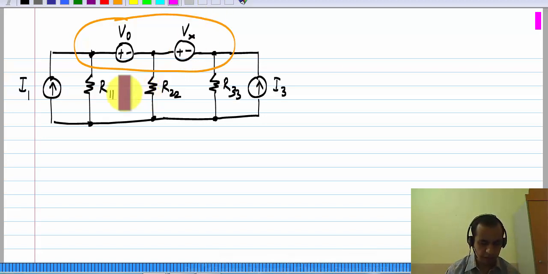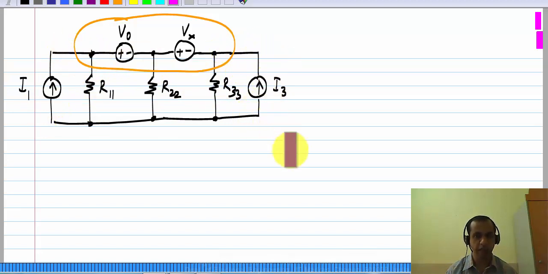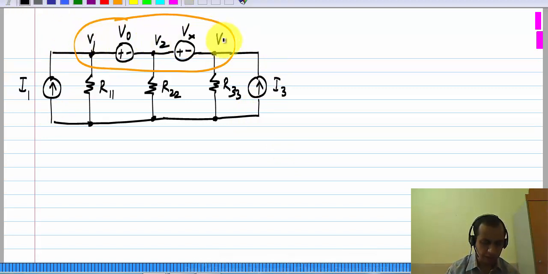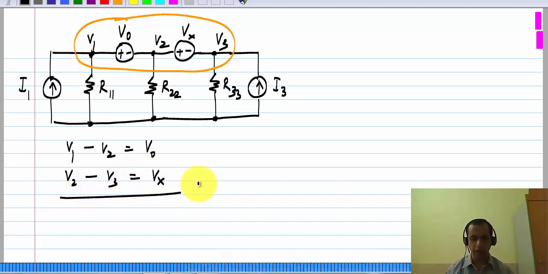So you still write KCL equations for the entire super node. On the left hand side, you will have currents through resistors coming out of the super node, and on the right hand side you will have the total current injected into the super node, I1 plus I3. And then you have two more equations. So if this is V1, V2 and V3, you know that V1 minus V2 is V0 and V2 minus V3 is Vx. So if you combine three nodes into a super node, you will lose two equations. But of course, you will have two constraints from voltage sources, and that will take care of it.